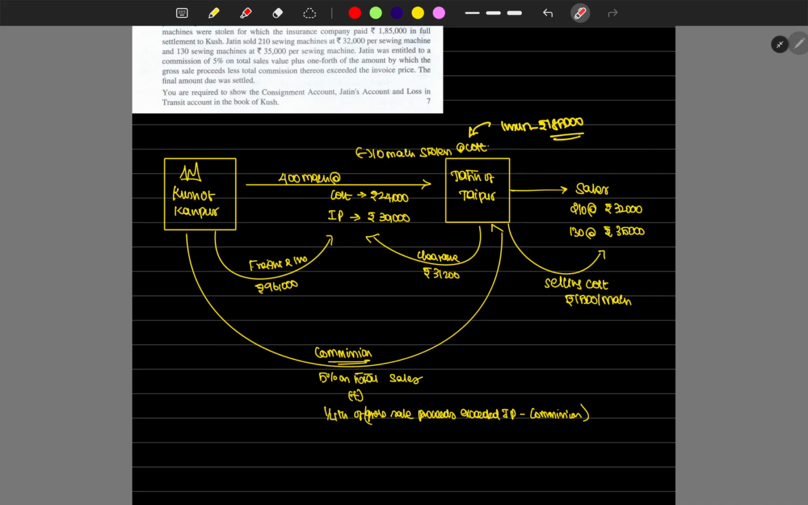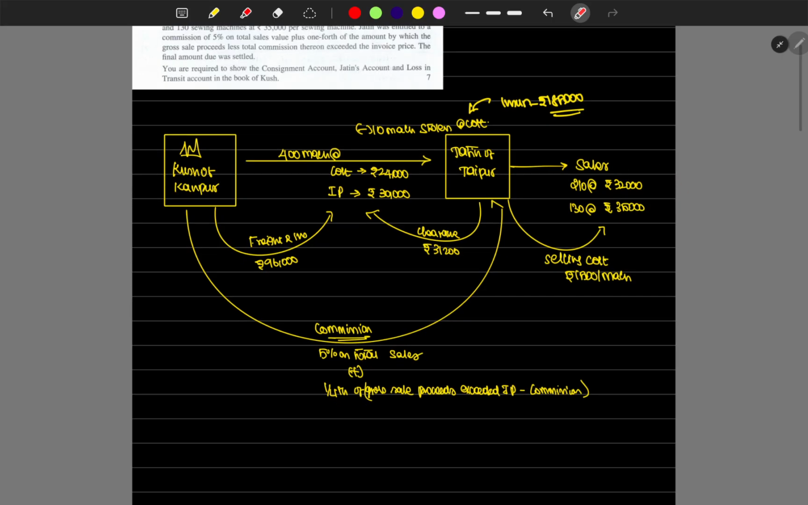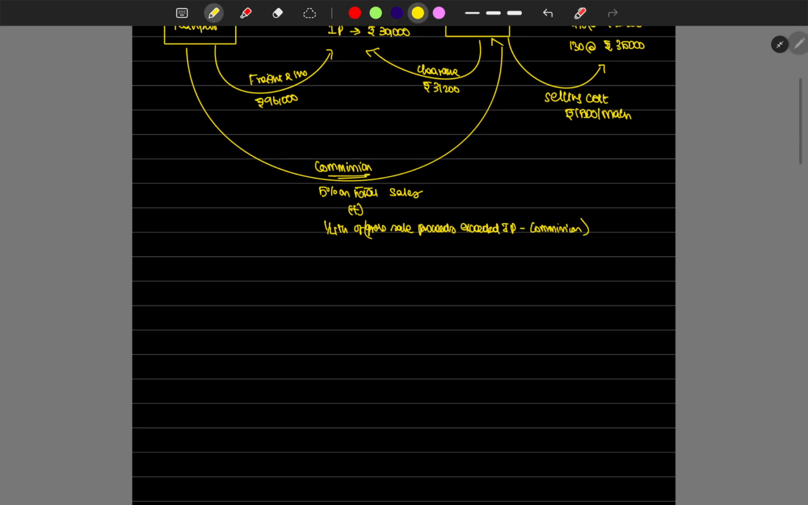At the last, Kush has to pay the commission, right? Kush pays 5% on total sales plus 1/4 of the gross sale proceeds exceeding the IP price. The IP price is 30,000, but Jatin has sold for 32,000 and 35,000. For this extra amount, we have to pay the overriding commission, and that overriding commission should exclude the existing commission we paid. So that's it.